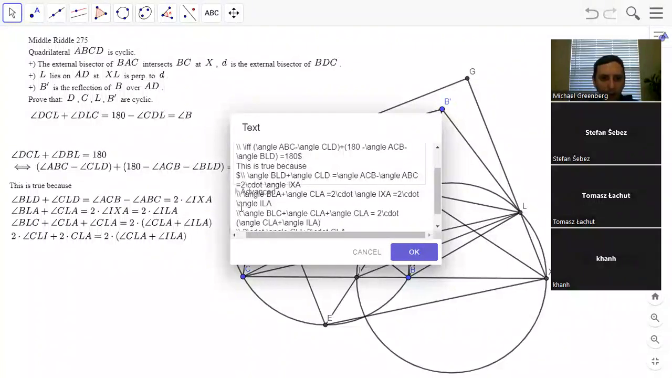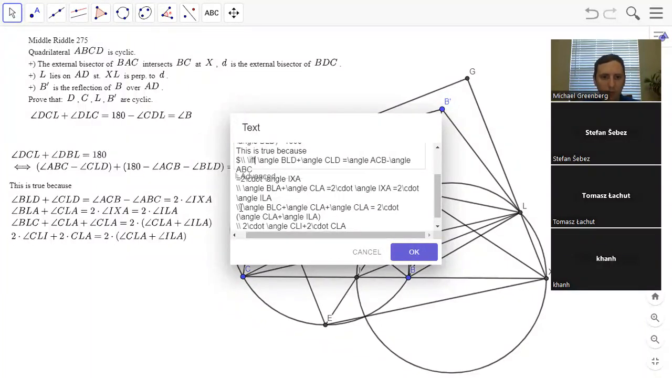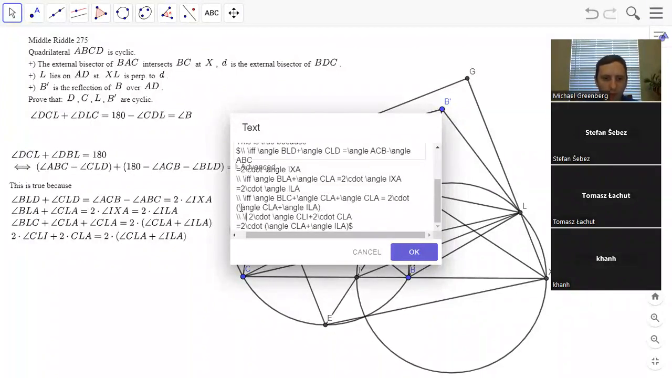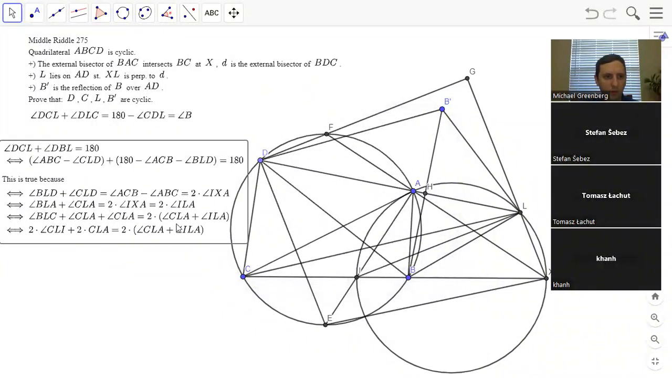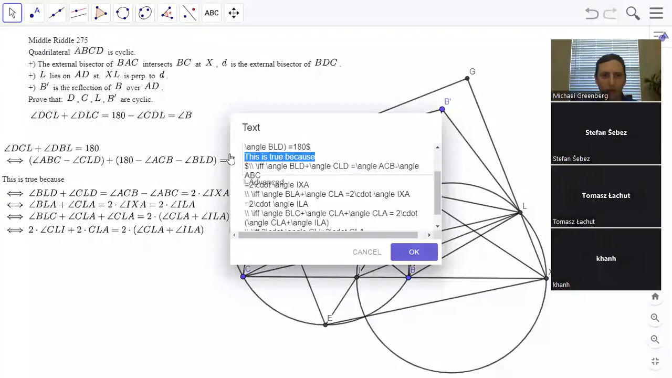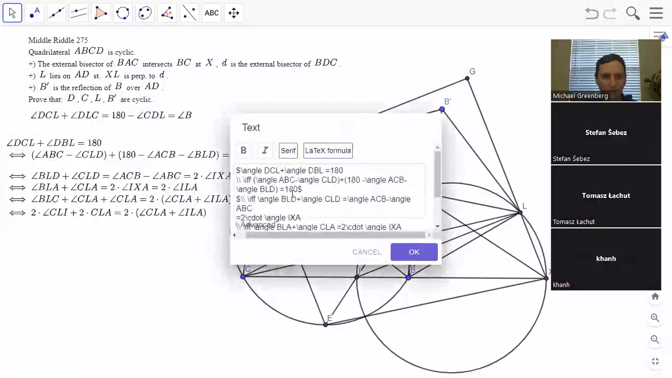let me add the equivalences just to make it so if and only if BLA, if and only if. Also, just delete this line of text. This is true because it is, yeah. Okay. So.